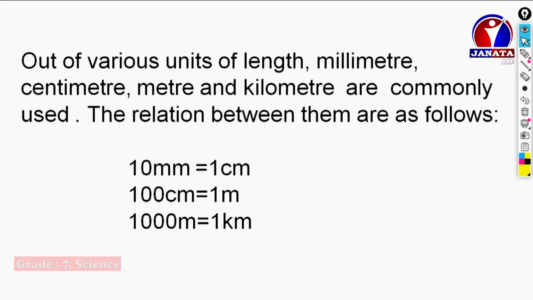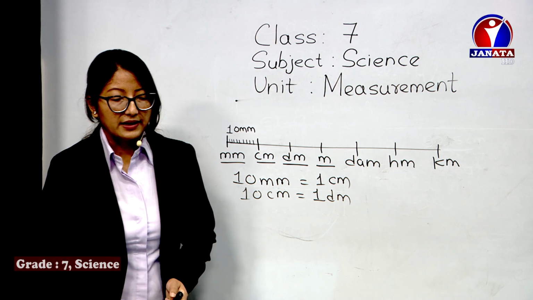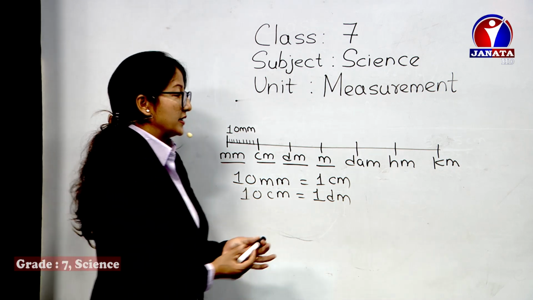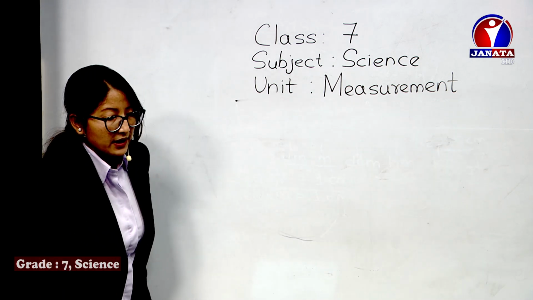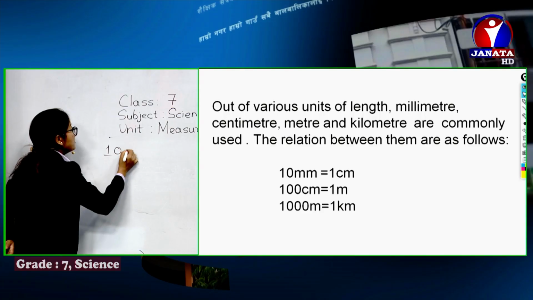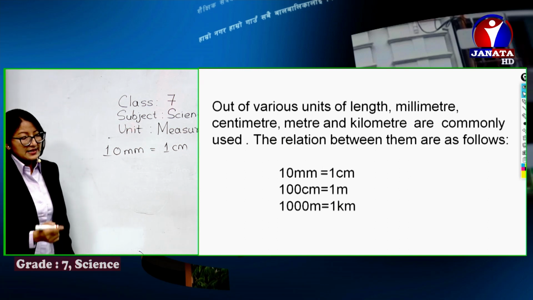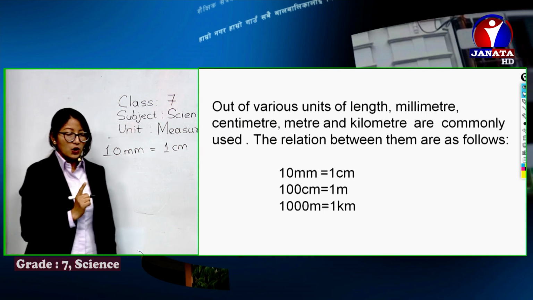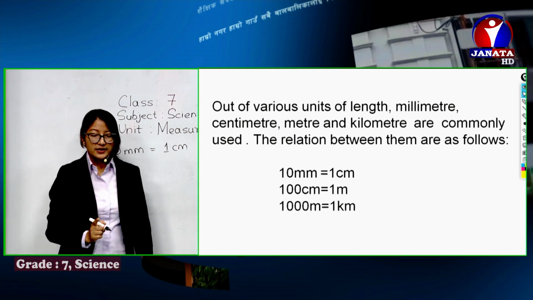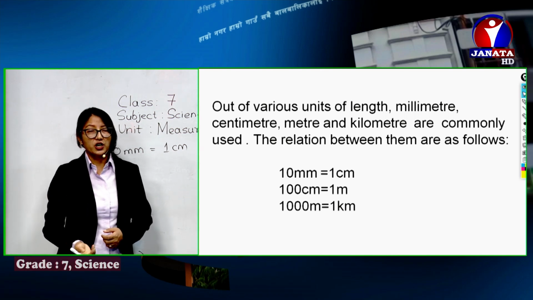But these days we don't commonly use decimeter, decameter, hectometer and all. We most often use millimeter, centimeter, kilometer. The most often used relations are these. You can look at the slides also. 10 millimeter is equal to 1 centimeter. 100 centimeter is equal to 1 meter. And 1000 meter is equal to 1 kilometer. These are the commonly used units of measurement.